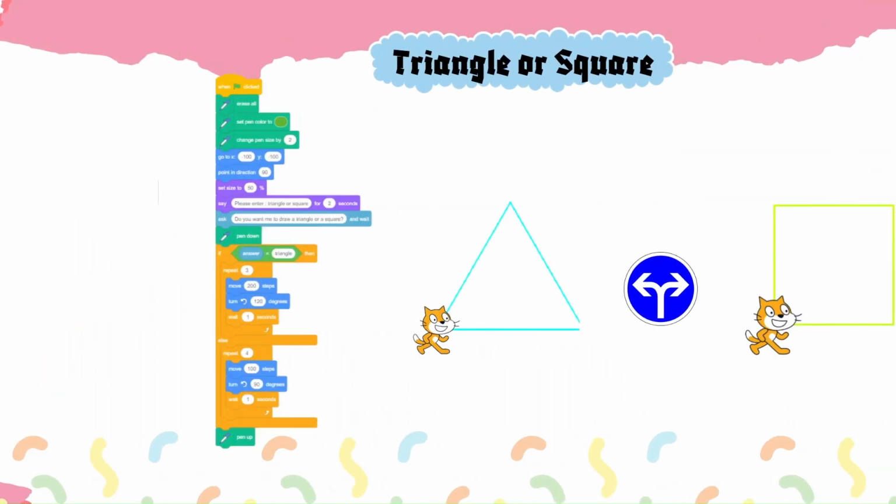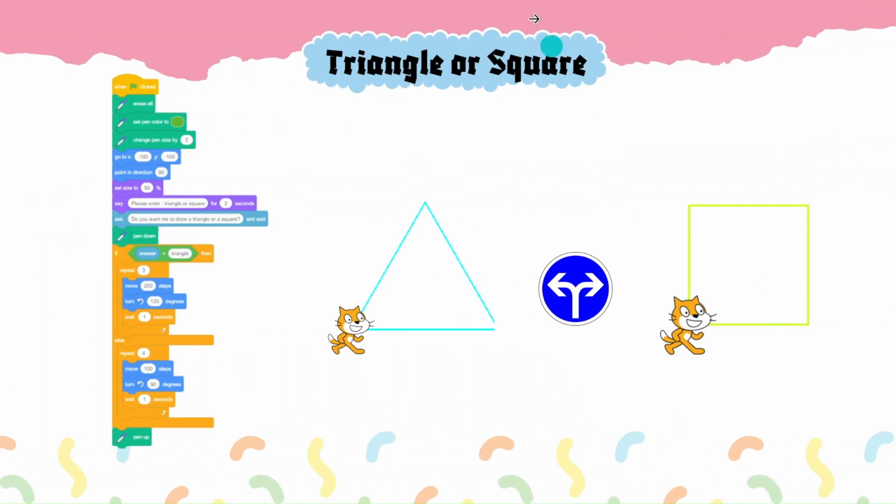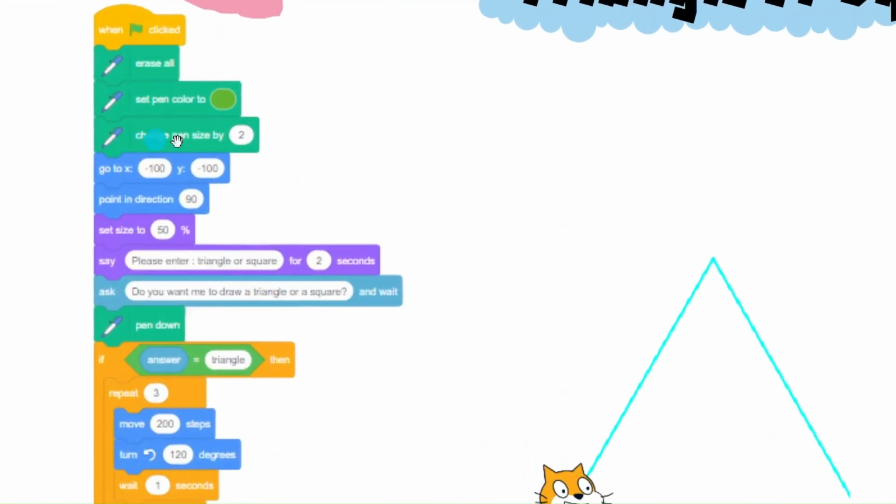The very next one we are going to talk about is our triangle or square. So let me explain it here only. The starting ones are quite easy. We will use the pen blocks here, so we can add the pen extension. After this we will say that please enter whether you want a triangle or square. Then it will ask, do you want me to draw a triangle or a square?